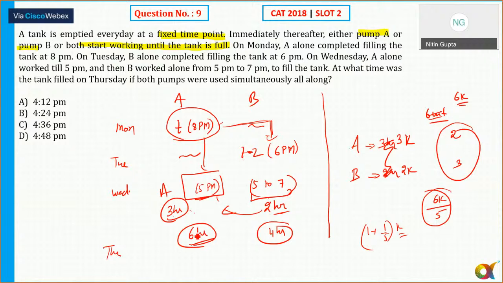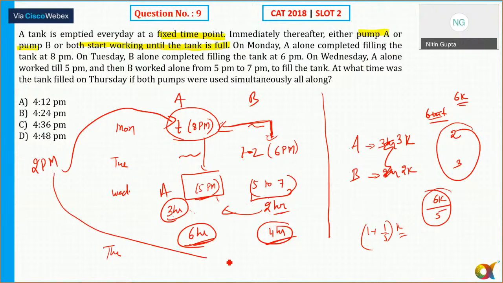I should have calculated this earlier. When A completes the work in 3 hours, the initial gap between these two when they work alone is 2 hours. So A is working for 6 hours, B is working for 4 hours, and A completes at 8 p.m. So work started at 2 p.m. 2 p.m. plus 6 is 8, and B will complete the same work in 4 hours, so 2 p.m. plus 4 is 6.